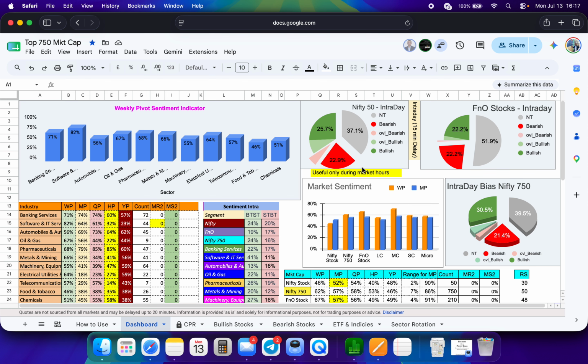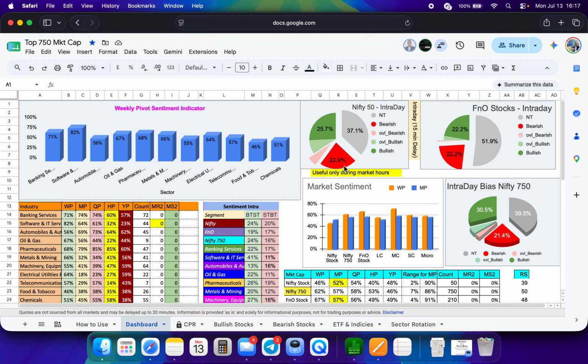See here, Nifty 50 stocks, the Nifty 50 constituents of 50 stocks. Out of this, 25.7% today closed above CPR with high value relationship. So that's why it is showing 25.7. The red triangle, 22.9, is the reverse, and 37.1 indicates it is neither high value nor above developing CPR. It means basically, in simple language, it is not bullish, it is not bearish also. So 37% of the Nifty 50 stocks closed neutrally.